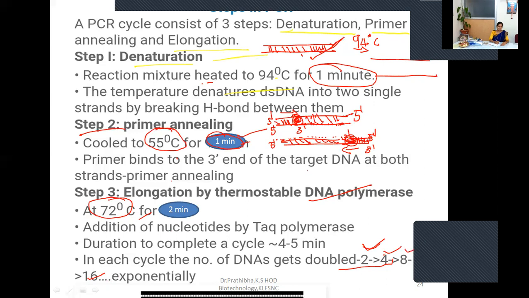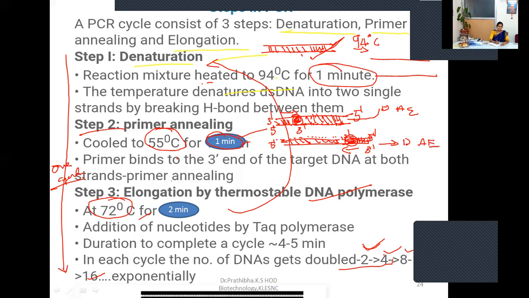So how many minutes have we taken for this one particular cycle? Step 1 denaturation, step 2 primer annealing, and step 3 elongation. All this happens within one cycle. One cycle is denaturation, primer annealing, and elongation. In the next step, the same reaction repeats. The double stranded DNA molecule we have here again goes through denaturation, annealing, and extension. And this strand also goes through denaturation, annealing, and extension.